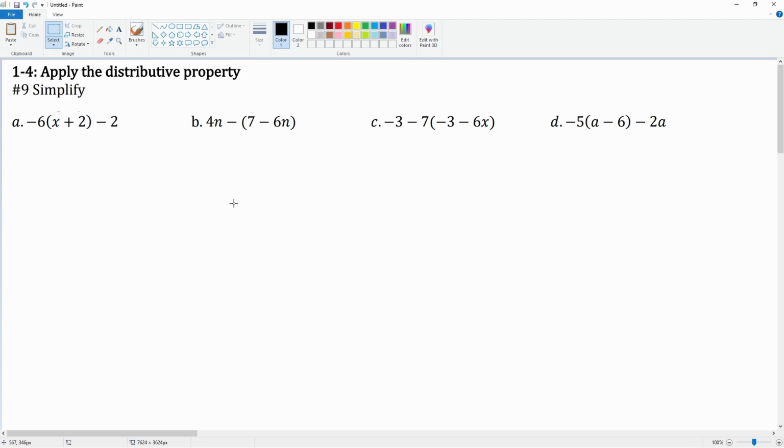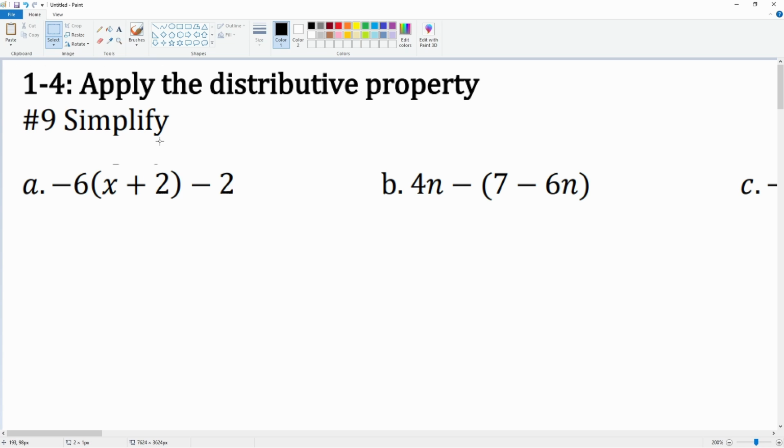4-4, apply distributive property. Number 9 asks us to just simplify. So we have a -6 in front of our parentheses, then we have a -2. Let's deal with the parentheses first. So we're going to now distribute the -6 times the x. Here's the x. We multiply it by the -6.